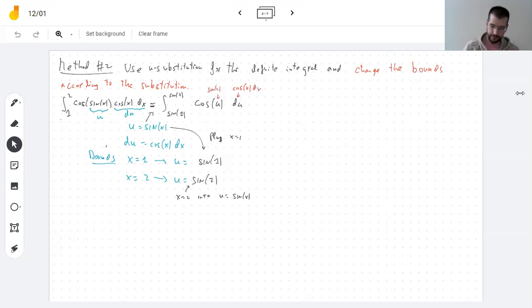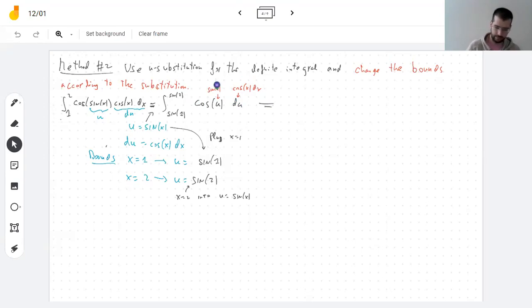So the advantage here is that a definite integral is a number. I'm just looking for a number here, and those two numbers are the same. So I'm never going to have to undo the substitution again. I'm just going to solve this new problem and forget about the old one.